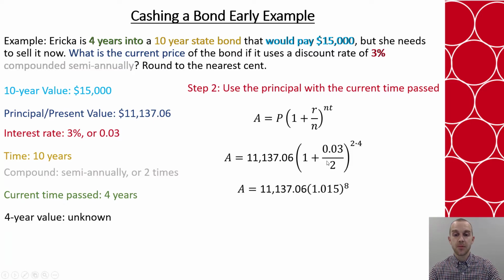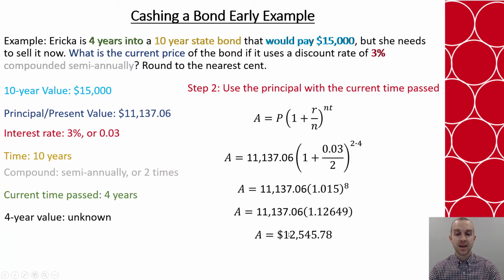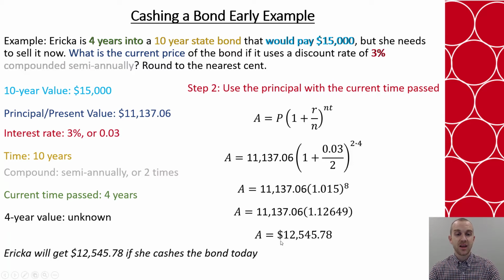So I simplify my parentheses, and then I'm going to raise that to the 8th, and now I can multiply my principal by that value and get $12,545.78. So that means that Erica would get $12,545.78 if she cashed that bond out today.